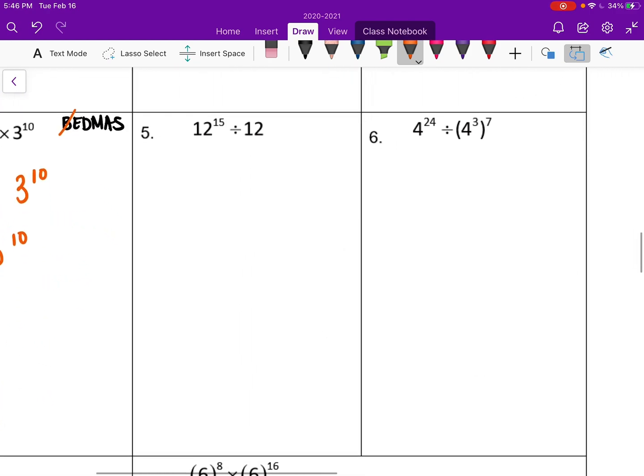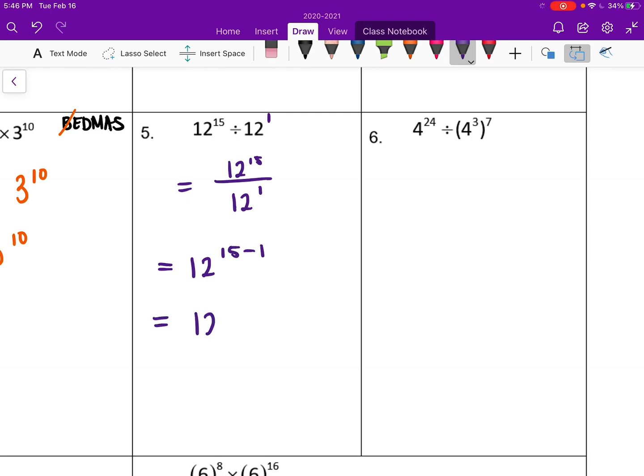Now we're going to go here. We're going to do 12 to the power of 15 divided by 12. Same thing as writing 12 to the power of 15 divided by 12 to the power of 1, because it's just to the power of 1, right? And then I'm just going to do it, right? So I know when I'm doing my division rule, it's top minus the bottom. So 12 to the power of 15 minus 1 is 12 to the power of 14. Okay?